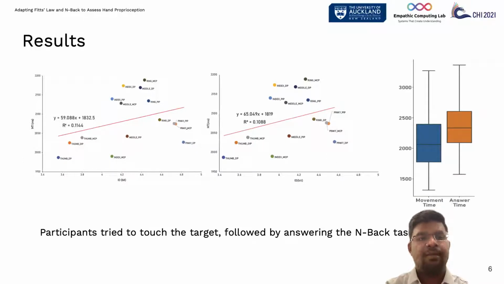From the graph on the left, movement time versus index of difficulty using Murata-Iwase extended Fitts law, the linear regression value is closer to 1, meaning it has a stronger linear relationship compared to Cha and Myung's Fitts ID, although both of them did not perform very well with our data. This non-linearity is because of the variation in target size due to variation in the participants' finger widths. The participants are required to simultaneously perform the tapping task and answer the n-back task. From our study, we found that participants tried to touch the target followed by answering the n-back task.